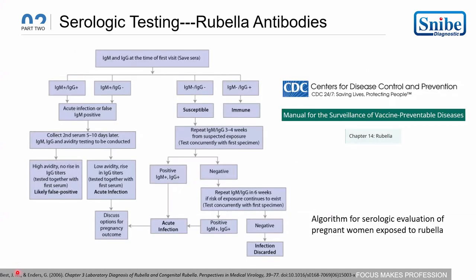According to the Center for Disease Control and Prevention and the Manual for the Surveillance of Vaccine Preventable Diseases, they have an algorithm for the serological evaluation of pregnant women exposed to rubella. If IgM and IgG are tested at the first visit as the screening test, and both are positive, they have to go for interpretation: it is an acute infection or a false IgM positive, maybe.